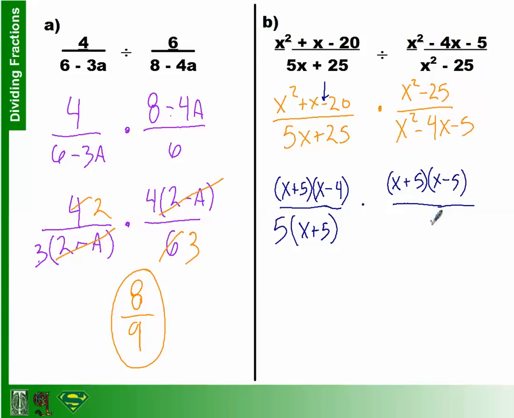Okay. All right. So, again, looking at this problem here, is there a greatest common monomial? No. Is this a special case trinomial? No. All right, so we're looking for a factor pair of negative 5 that add together to get negative 4. And what would it be, Sam? X minus 5 and x plus 1.